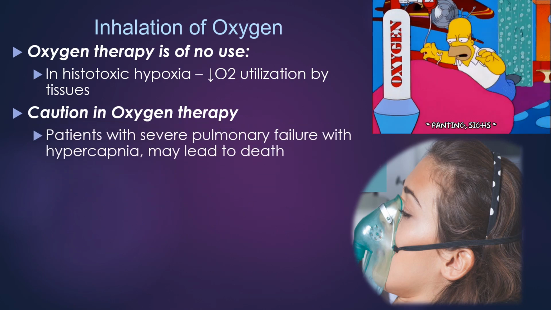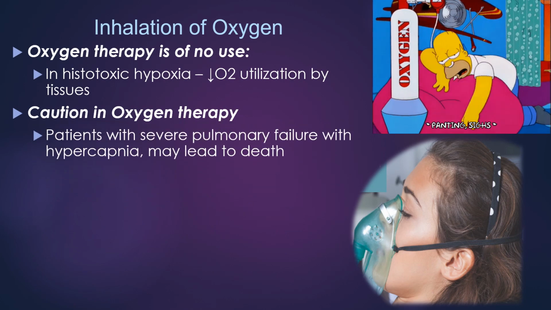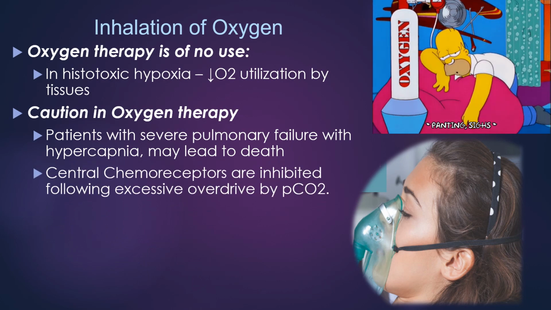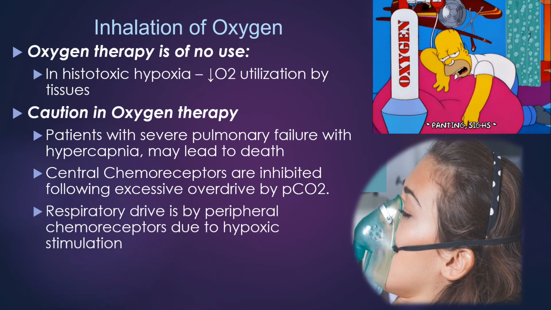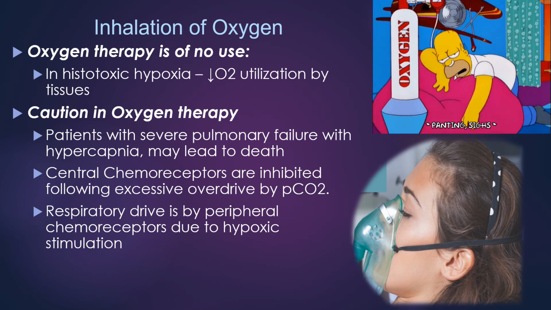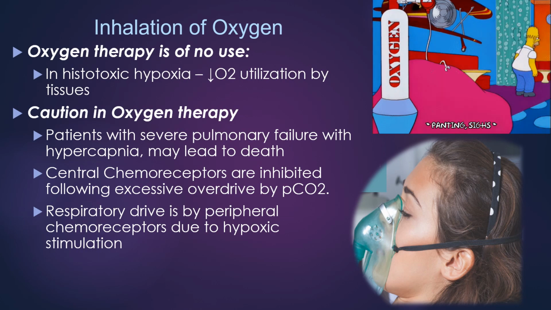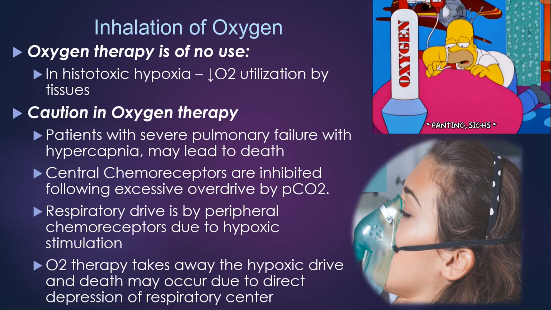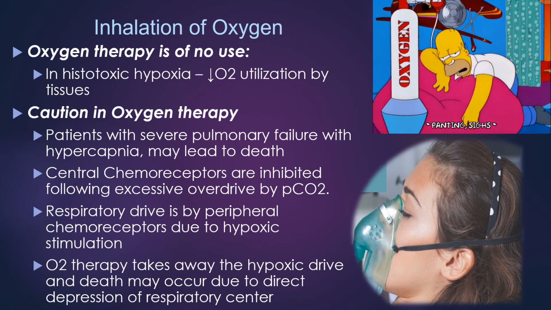We have to be cautious in oxygen therapy. Patients with severe pulmonary failure with hypercapnia may die. The central chemoreceptors are inhibited following excessive overdrive by the oxygen pressure, so respiratory drive is by the peripheral chemoreceptors due to hypoxic stimulation. So in certain conditions, we have to be very cautious. Without oxygen therapy, some patients may survive because of the peripheral chemoreceptor stimulation itself. Oxygen therapy takes away the hypoxic drive, and that can cause death because of the direct depression of the respiratory center.